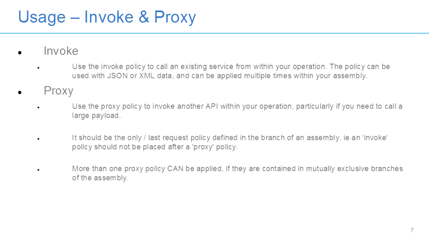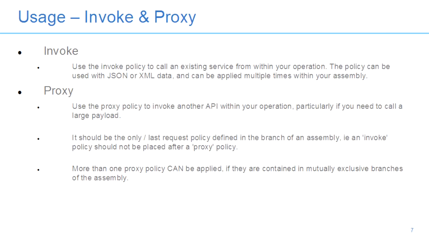The invoke policy can be used multiple times within your assembly, so you can call an invoke to go to one backend service, pull the data in, and then a bit later on call another service, another invoke to get some more data from somewhere else, and then maybe combine all of that data into the response back to the user. The proxy, again, is very similar to the proxy that we had in version 4.